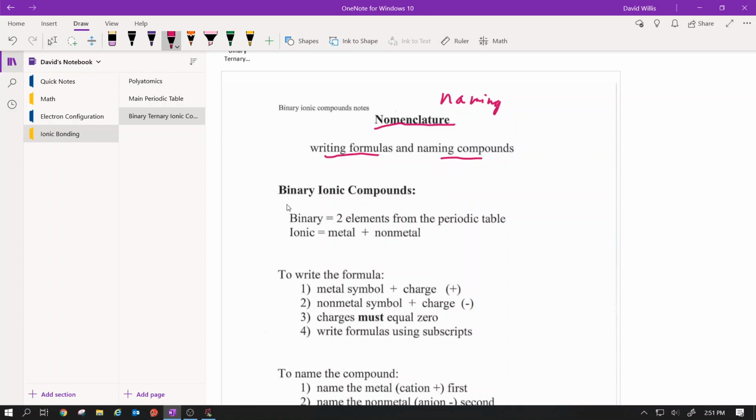The first type of ionic compound we're going to talk about is a binary ionic compound. When I say binary, what does that make you think of? Yeah, two. And so we will be talking about that. When I say the word ionic, that's going to bring up something different. What does that remind you about? Like isotope? Yeah, it's not isotopes.